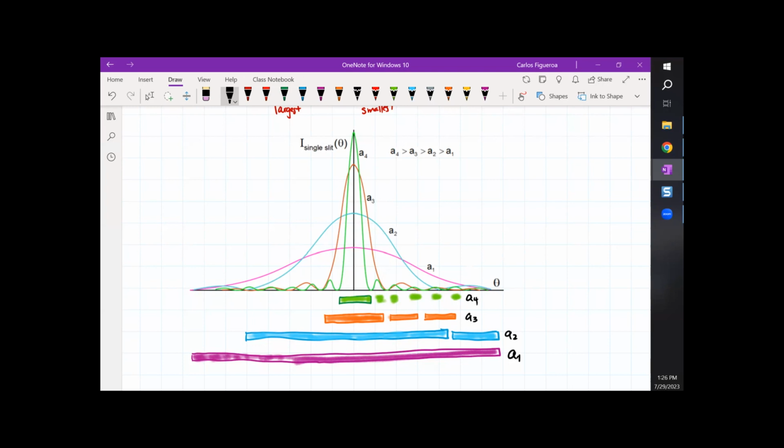So if you're looking at this, the first thing you should see is that this one here has a very narrow central max with highest intensity. Whereas A1, this guy right here, has a very broad central max with lowest intensity.